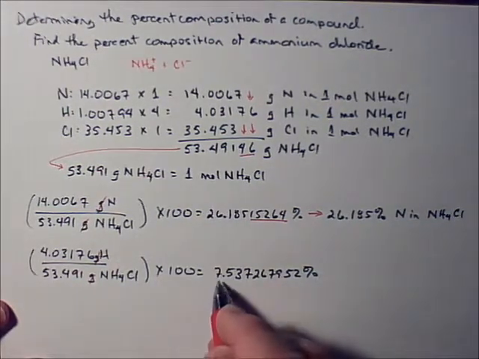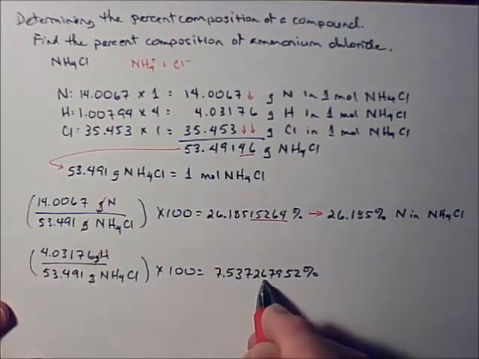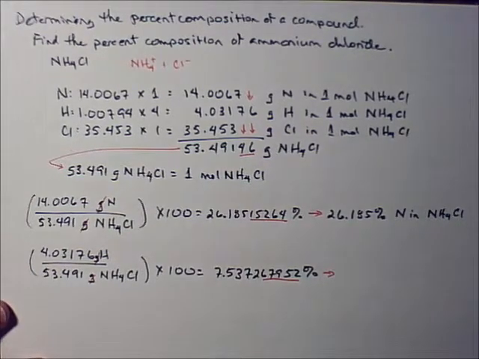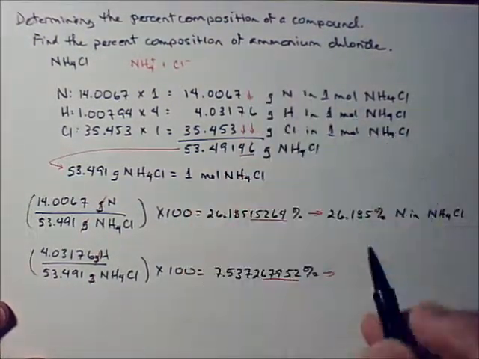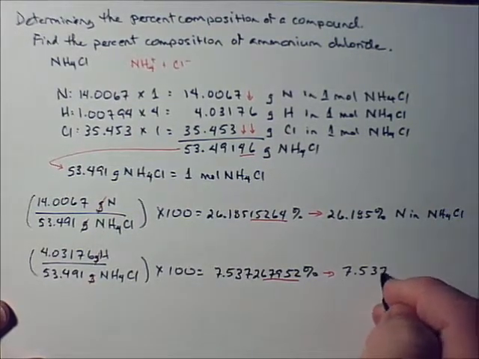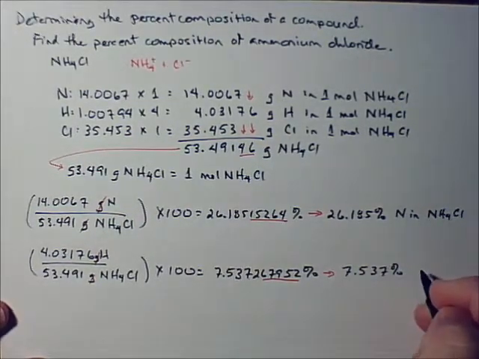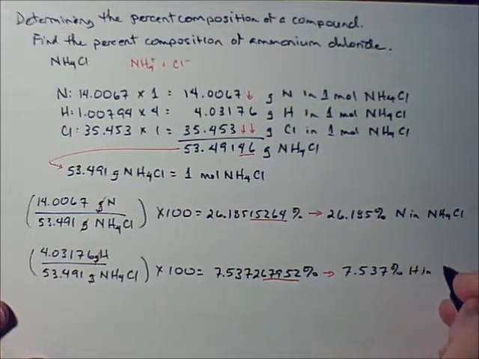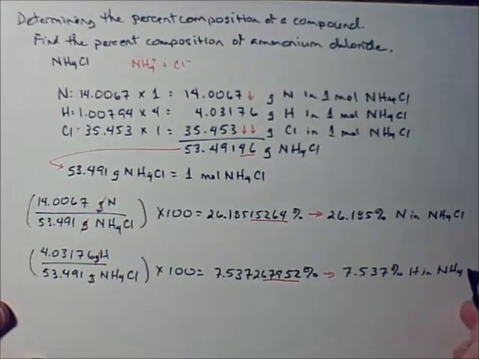All right, we need to round it off to 5 digits. And we get 7.537% of hydrogen in ammonium chloride.